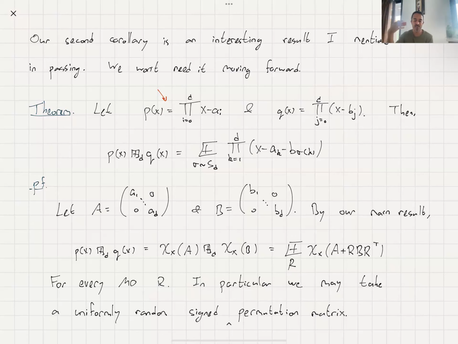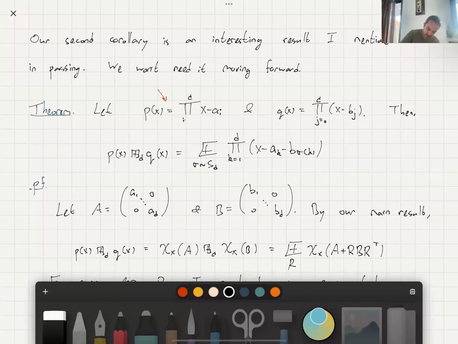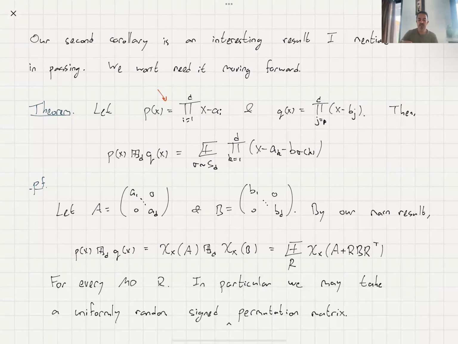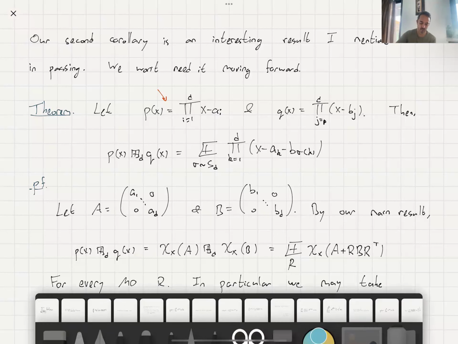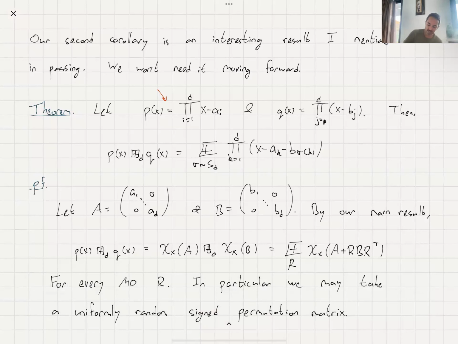So let's say p of x is the product of (x minus a_i). The a_0 up to a_d are the roots, and maybe it should be from 1, because I want a degree d polynomial, not a degree d plus 1 polynomial. Yes. So let's say that P has a_1 up to a_d as its roots, and Q has b_1 up to b_d as its roots. Then what I claim is that the additive free convolution of them is the following.